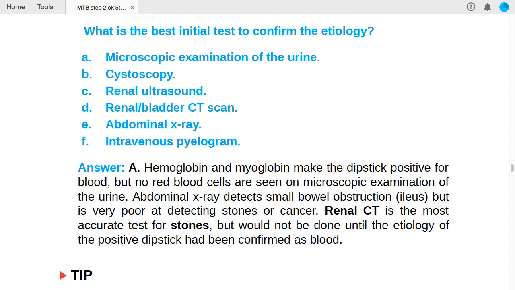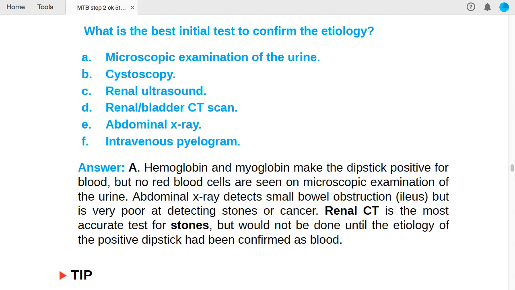Renal CT is the most accurate test. That is not the best initial one. They're not asking you the most accurate, they're asking for the best initial one. So that's why it's excluded. Renal CT is the most accurate test for stone, but would not be done until the positive dipstick has been confirmed as blood. Then only can we perform the most accurate test. First of all, we need to go for the best initial, then the next best step, and then the most accurate test in order to make a final diagnosis.